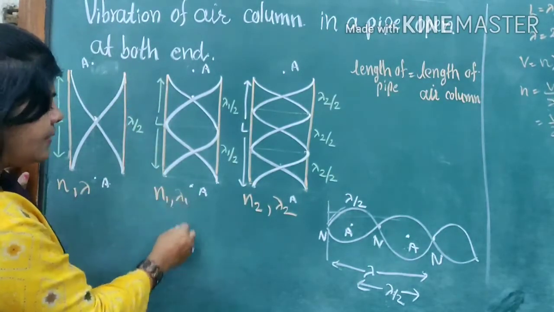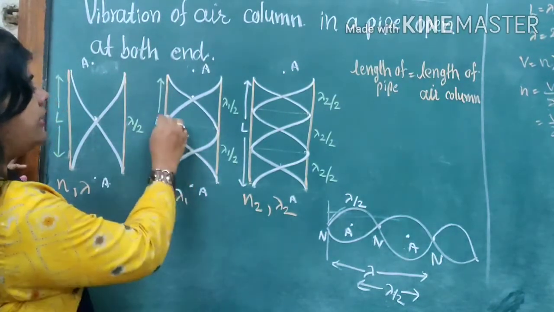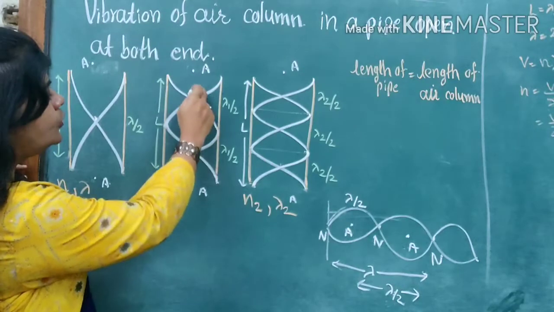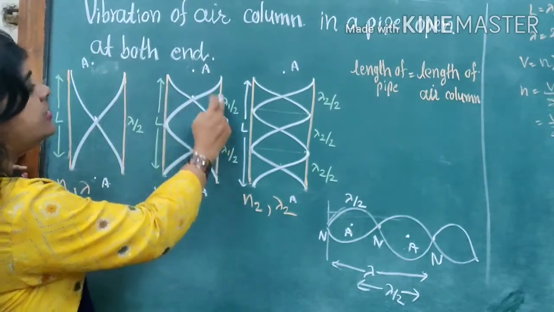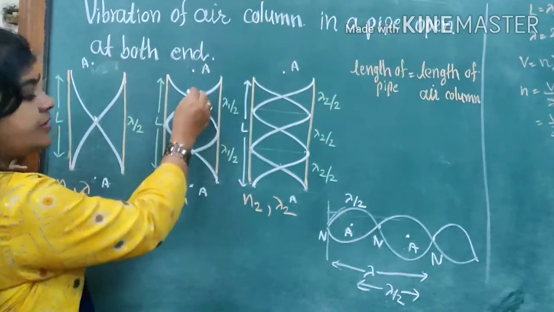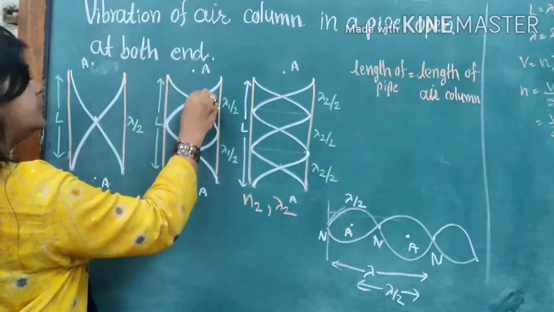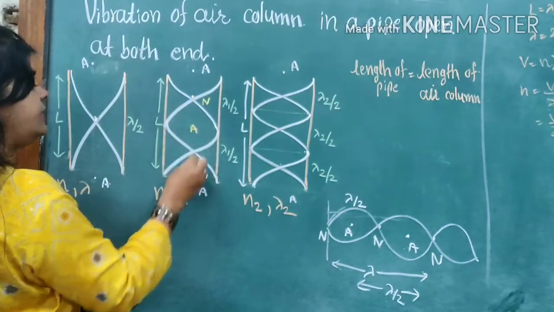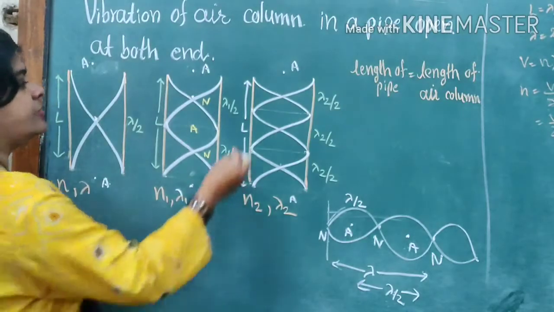Here I consider lambda 1. See that, this is lambda 1, and here it shows that two loops are formed. This is the first one and this is the second one. Here I will write antinodes. This is nodes, this is antinodes, nodes, and again here antinodes.